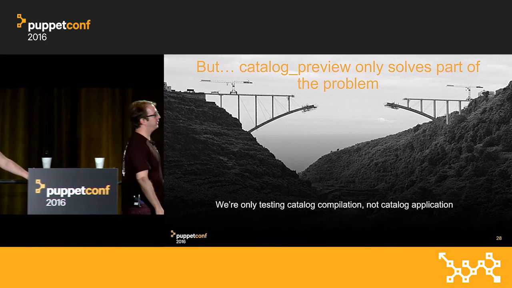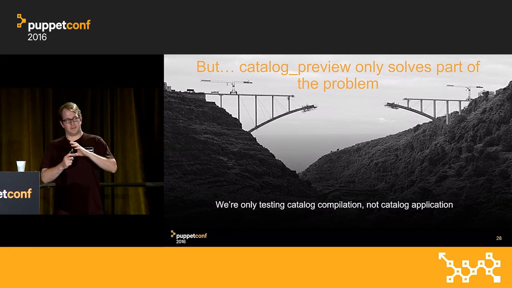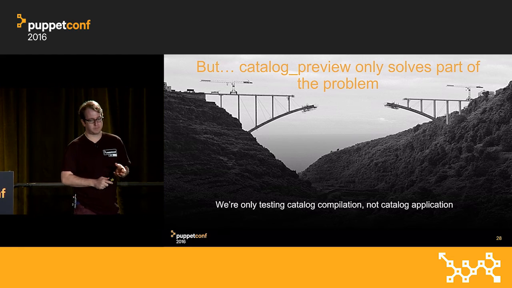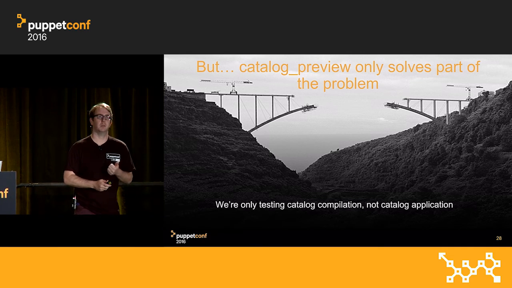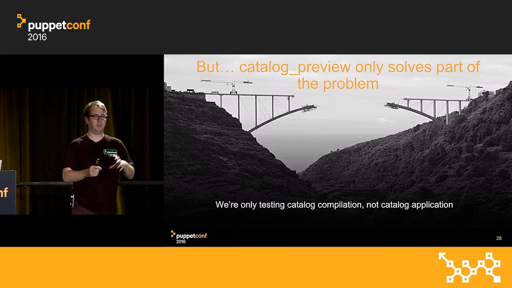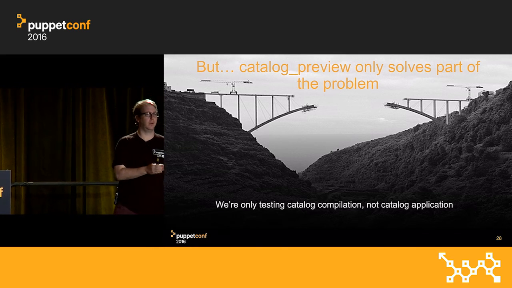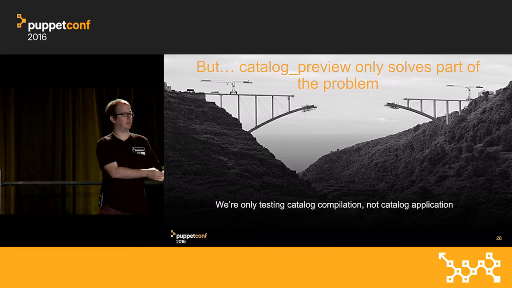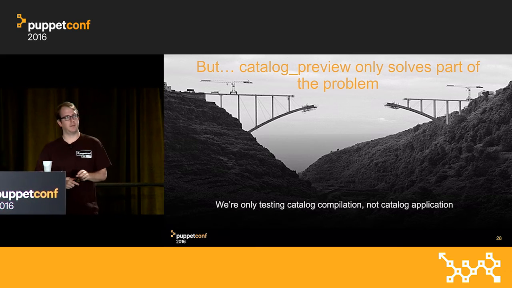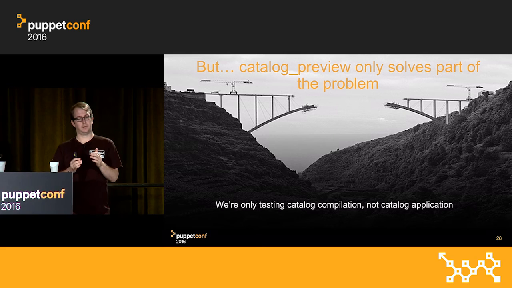Okay, so you fixed all your issues, you got this noise left, great. What do you do next? Well, there's a problem. Catalog preview only solves part of that problem. All we've been doing so far is compiling catalogs and comparing the catalogs. There's a whole other half to the Puppet story, and that is catalog application. So how is the agent going to apply the catalog to itself, right? That's a whole other suite of problems that catalog preview doesn't catch because it can't. It only knows what the catalog is. Okay?